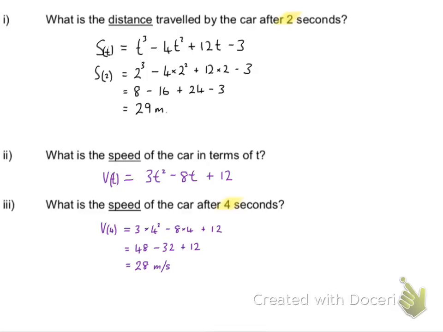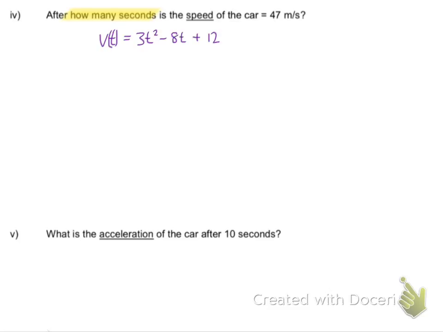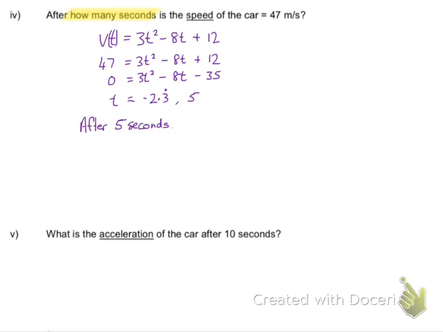3 simple questions. After how many seconds is the speed of the car 47? So we want the velocity, that's the speed. We know that it's 47 meters per second, so we put the 47 there. We're trying to find t, how many seconds, so make it equal 0. I use the calculator under equation mode to solve this. You could factorize it and solve. We don't have a negative time, so after 5 seconds the speed of the car is 47 meters per second.